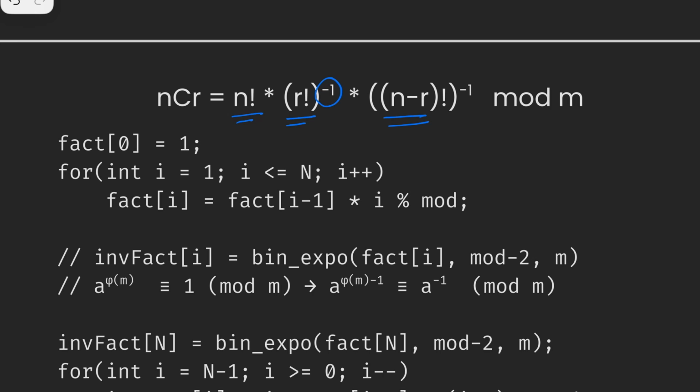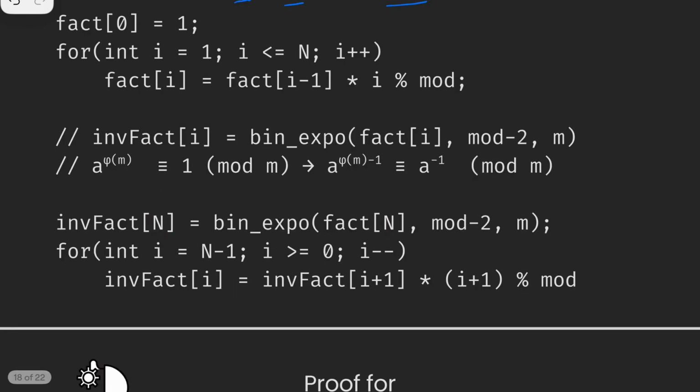So it's very simple. Factorial of 0 is 1. As we have seen in the recursive approach already, factorial of i is going to be factorial of i minus 1 into i mod m. Now how exactly are we going to compute the inverse factorial? Well, you know from the Euler's totient function video and the modular multiplicative inverse video that a to the power phi of m is equivalent to 1 mod m. That means a to the power phi of m minus 1 is going to be the modular inverse of a. This phi of m is going to be m minus 1 because m is usually a prime number.